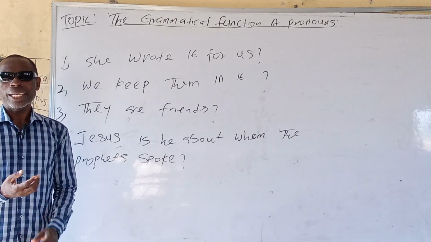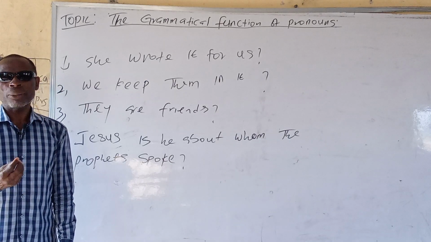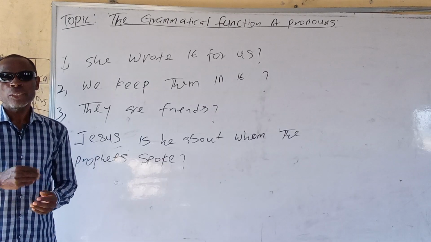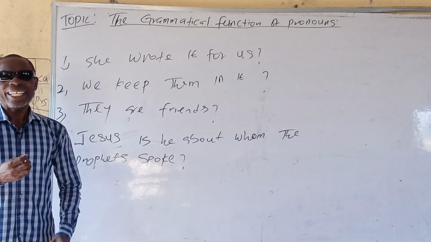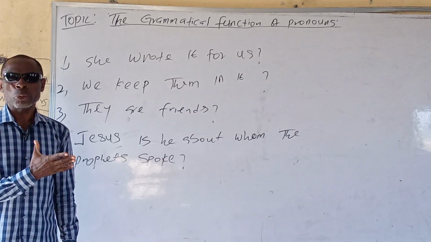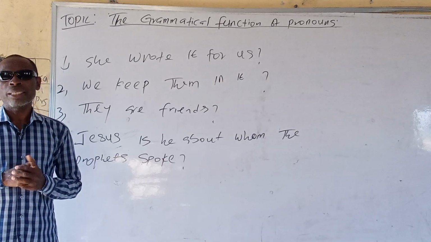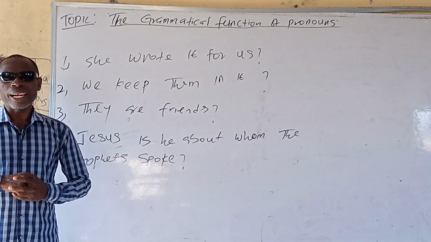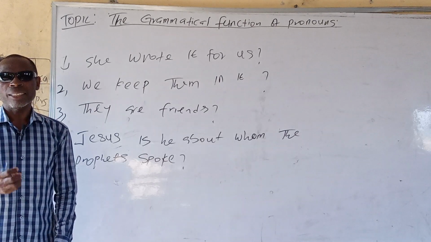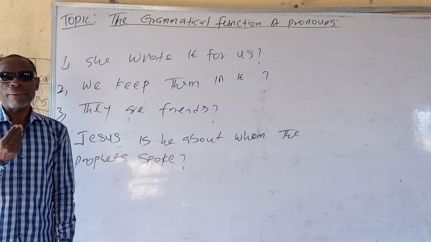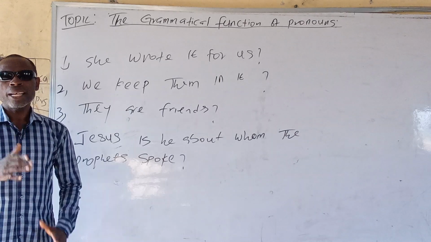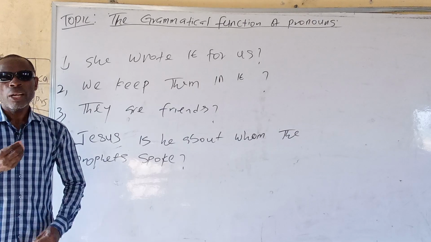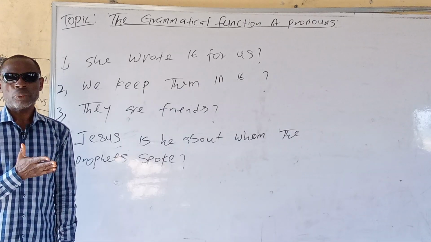We don't know what actually it is because the pronoun it is used in the place of the noun. Therefore, it is the object of the verb wrote in sentence 1. So, if we were asked, what is the grammatical name of it in sentence 1? Our answer will be personal pronoun. What is its grammatical function? Object of the verb wrote.